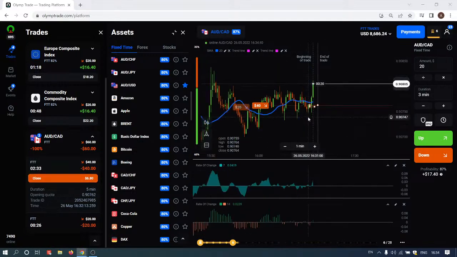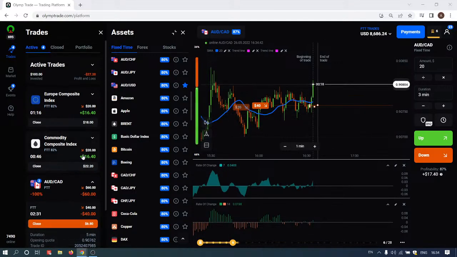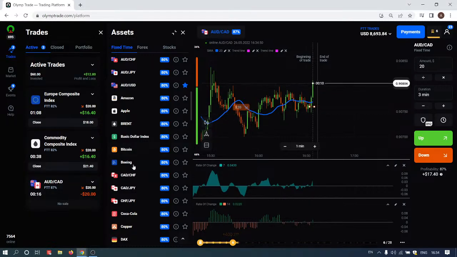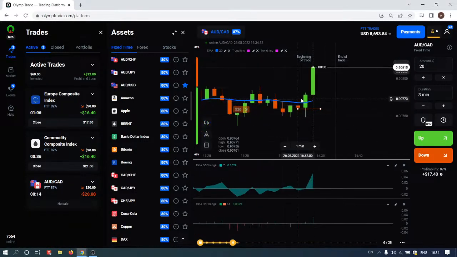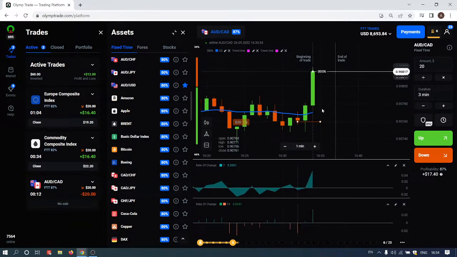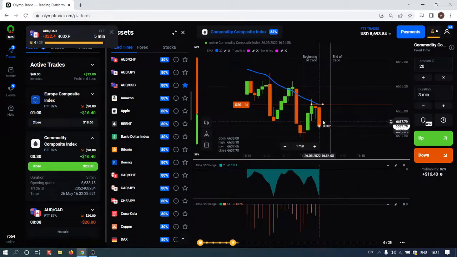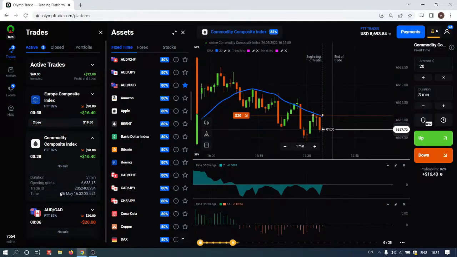So 2.5 minutes. AUD CAD. I'm just going to go ahead and close this trade and save a little bit of money, because the price is just pushing north. It's pointless to keep it. And two more trades here, two final trades, after this one closes.